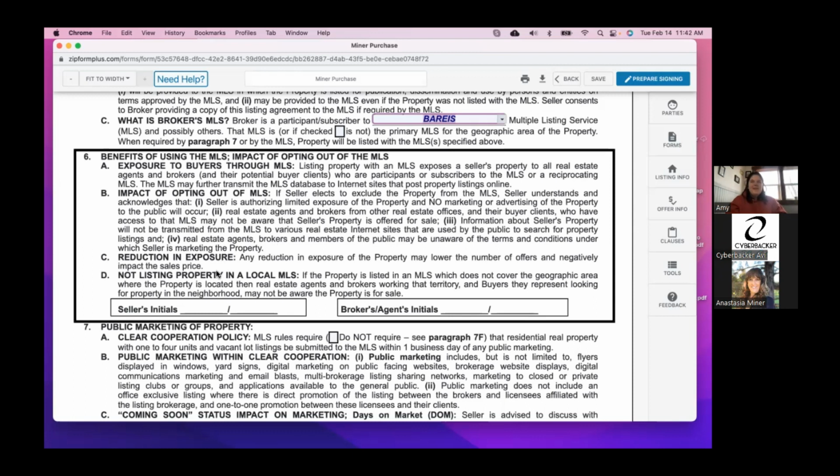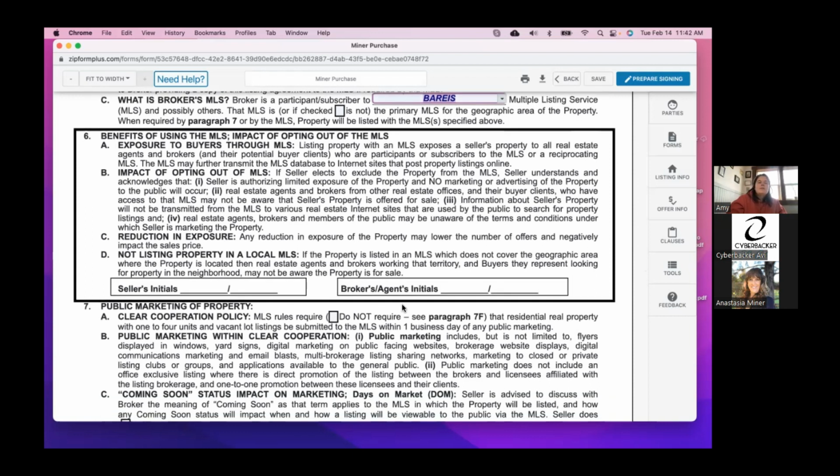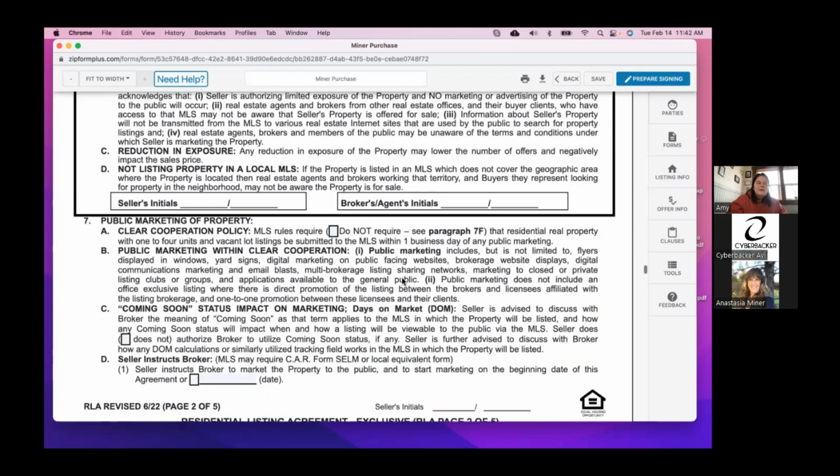Fabulous. Reduction in exposure. Any reduction in exposure of the property may lower the number of offers and negatively impact the sales price. Not listing the property on a local MLS. If the property is listed in an MLS which does not cover the geographic region where the property is located, then real estate agents and brokers working that territory and buyers they represent looking for property in the neighborhood may not be aware the property is for sale. Everybody initials that section, letting them know both the impacts of opting in or out of the MLS.